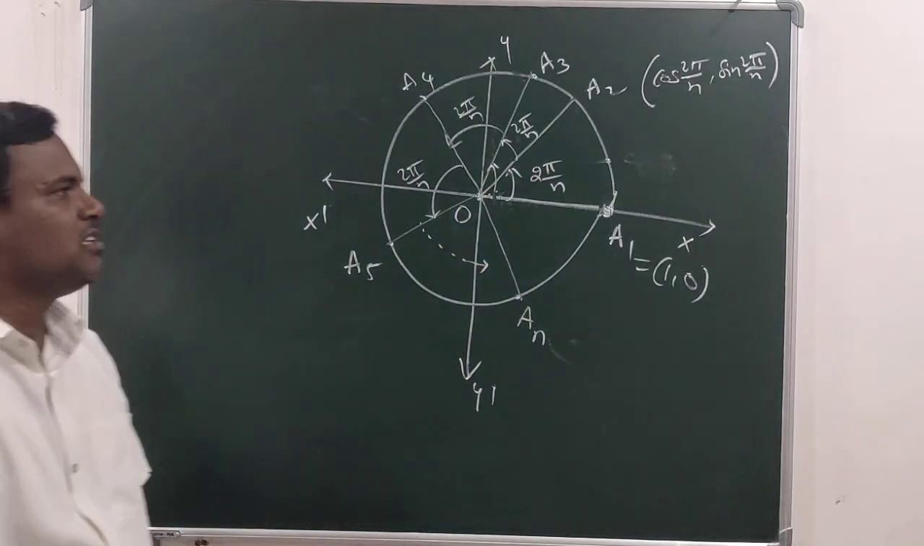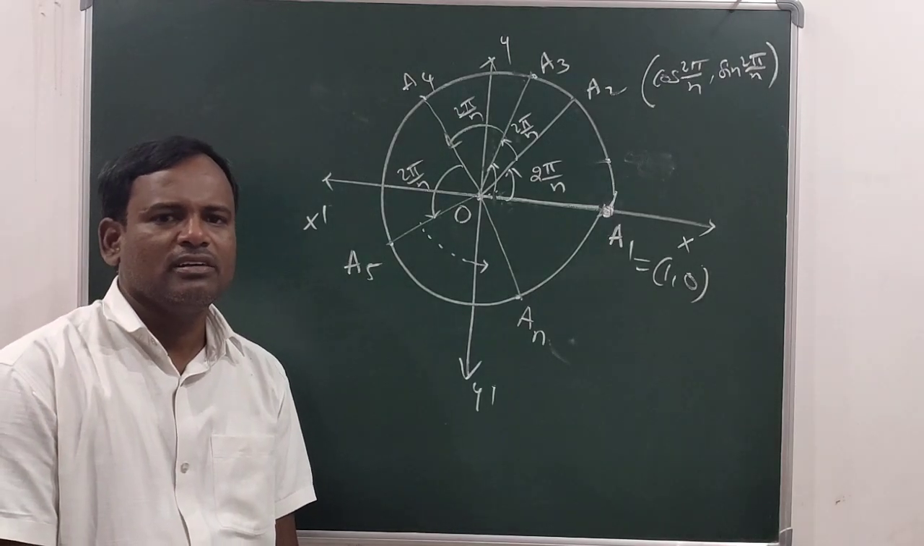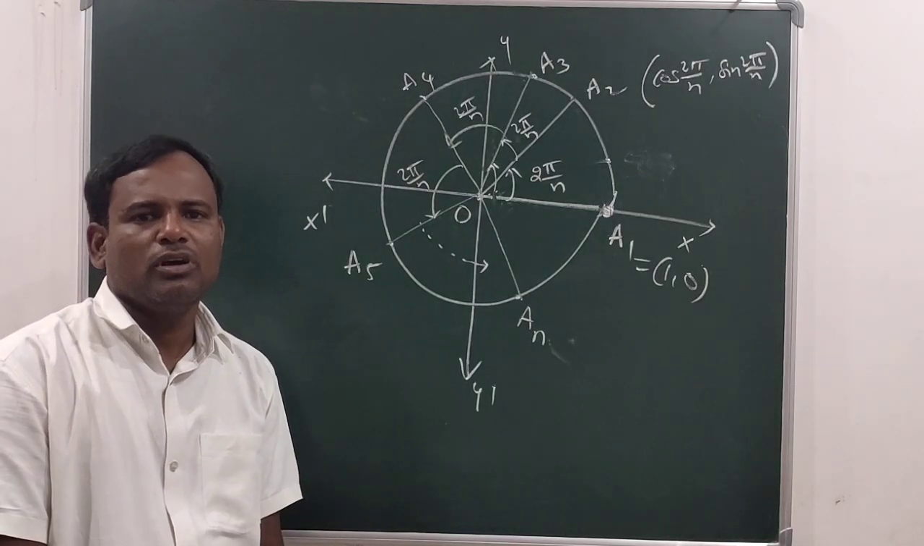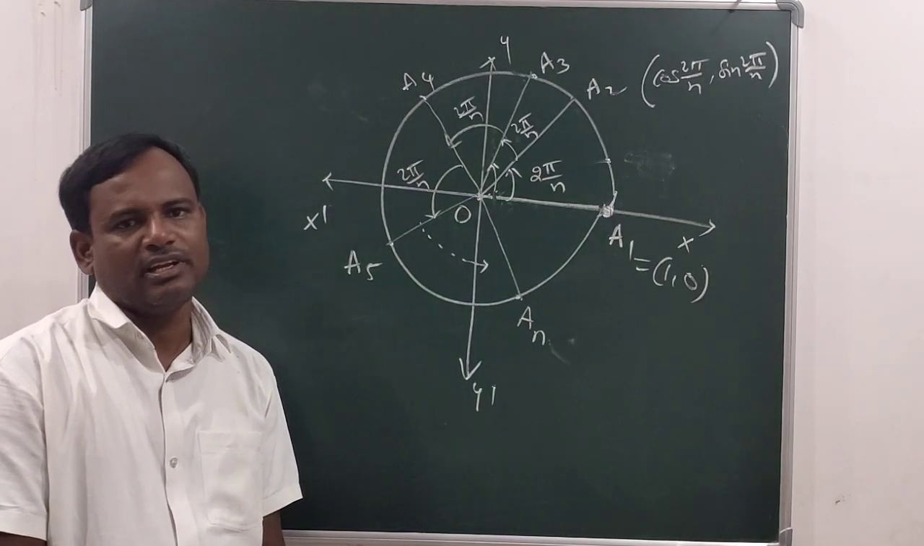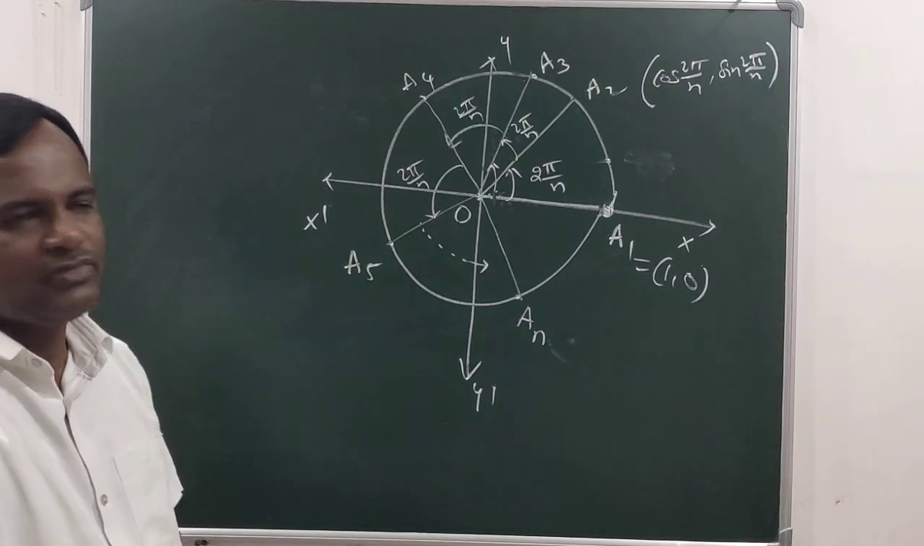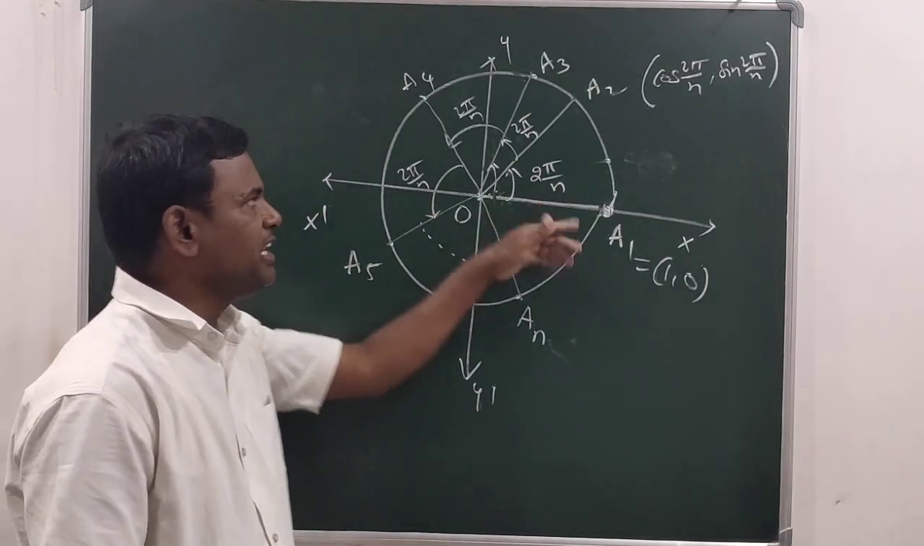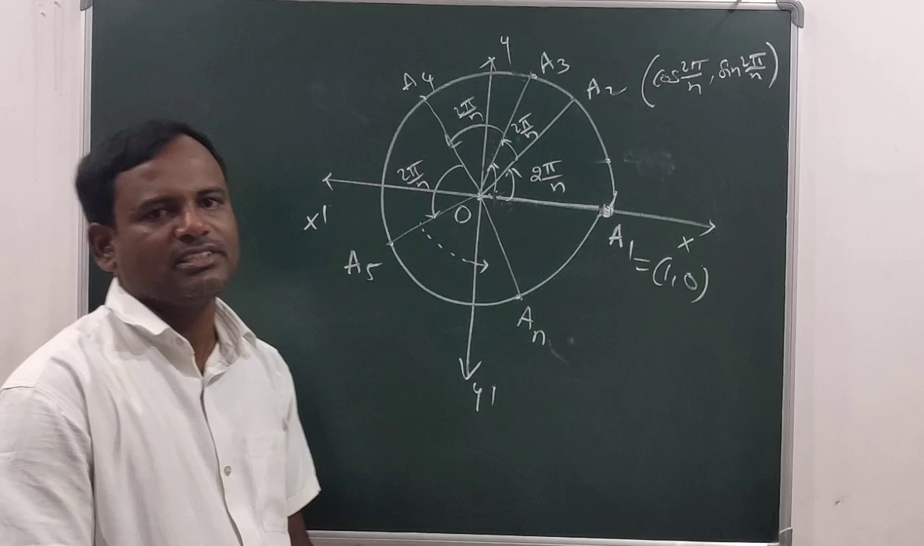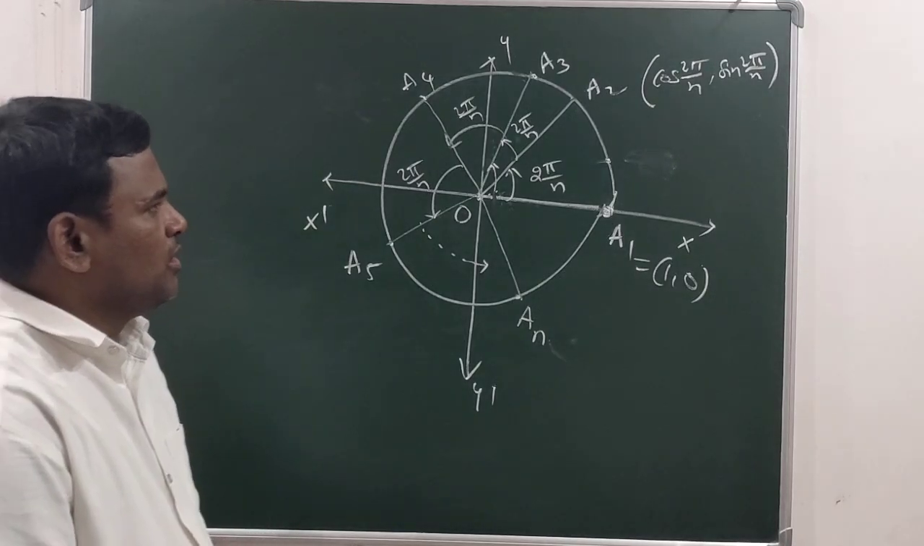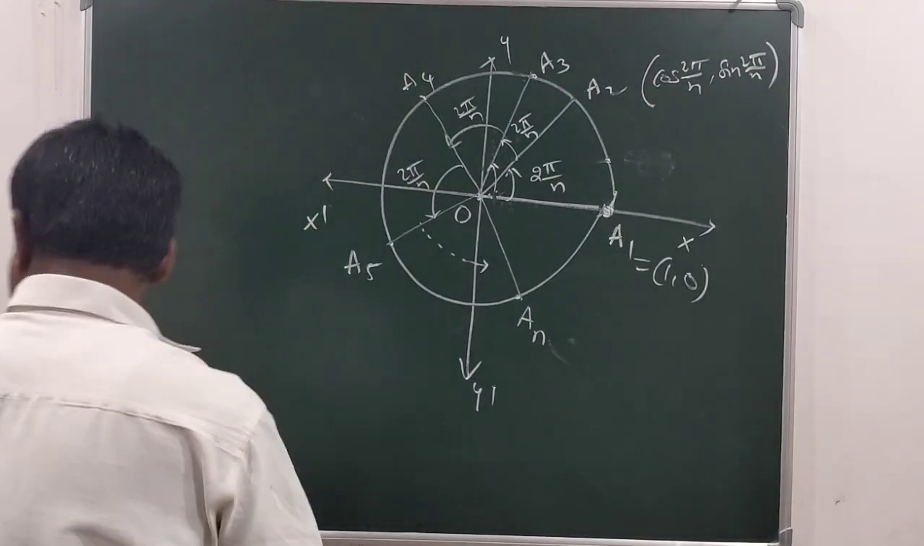Okay students, this is a way to plot the nth roots of unity on a unit circle on the Argand plane, or imaginary plane. This is the real axis, this is the imaginary axis. Okay, right.